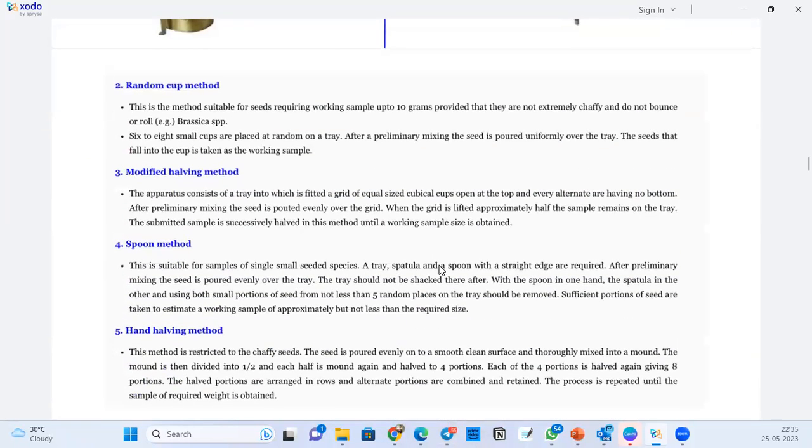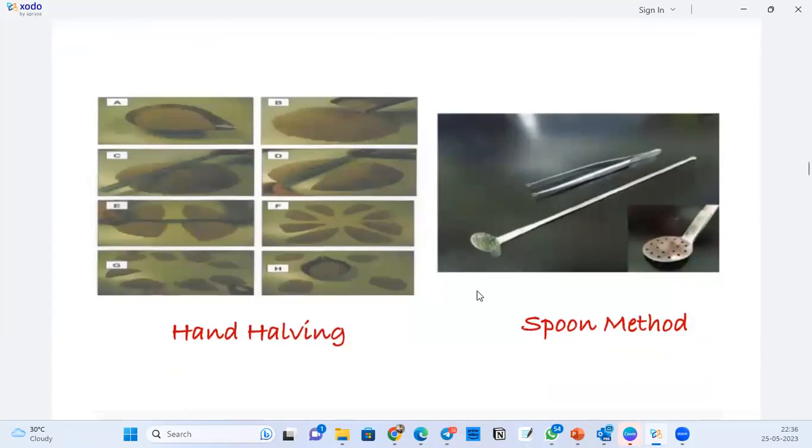There are certain other methods. You just go through them once, but there is nothing to be remembered from this particular paragraph. But at least you should know that these are the methods of mixing and dividing the seeds. So this is just halving, how the samples are halved, and then the representative or submitted working sample is taken from it. And we have a spoon method, which is also used for taking the samples.